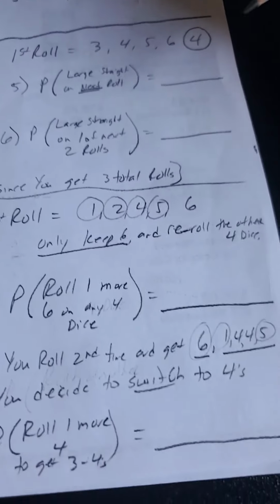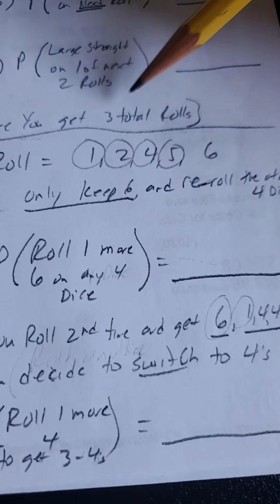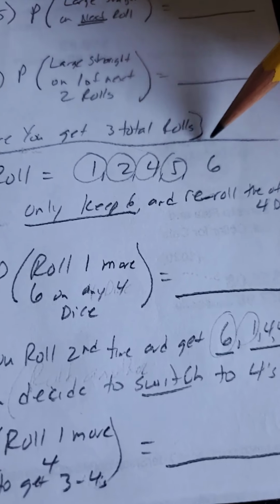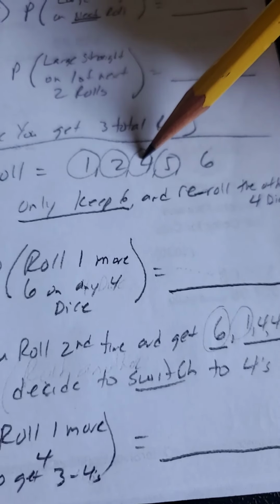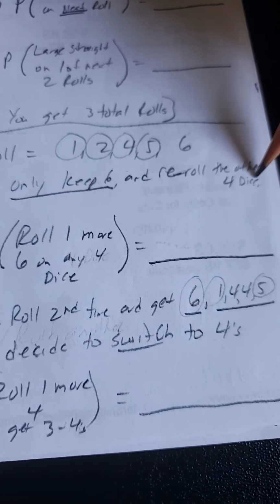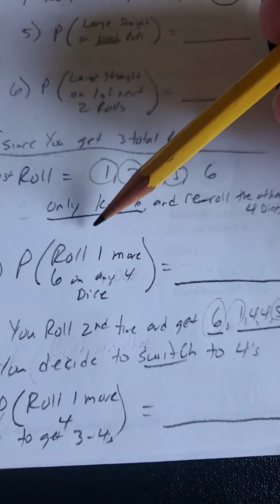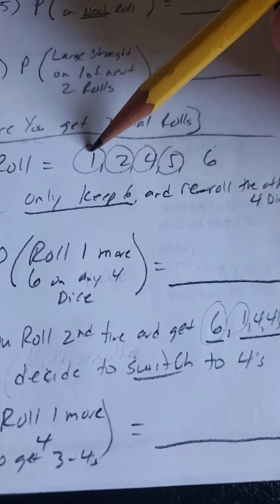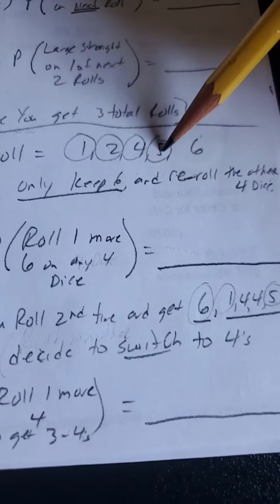Okay. I'll just do a quick explanation here. Basically, you roll the dice and nothing really great happened. You've already got your straight, so you say, I'm just going to keep the 6 and re-roll 4 of them. Okay, only keep the 6 and re-roll the other 4. And then you roll, what's the probability I roll at least 1 more 6? I want to roll a 6 on either of these guys.